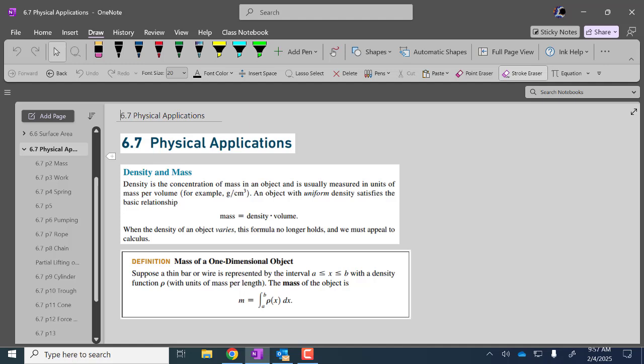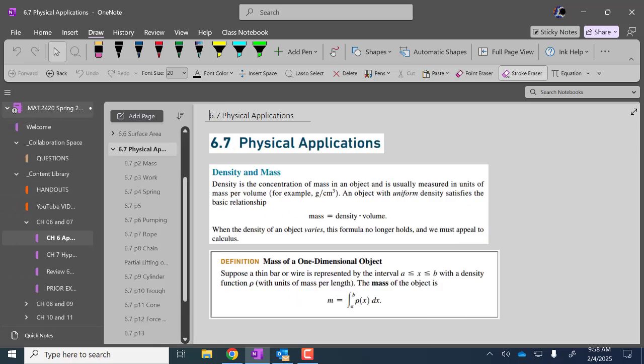We're going to be talking about work. We're going to be talking about force. We're going to be talking about work, force, mostly work and force. Oh, I guess mass. Mass is the other thing. Mass, work, and force.